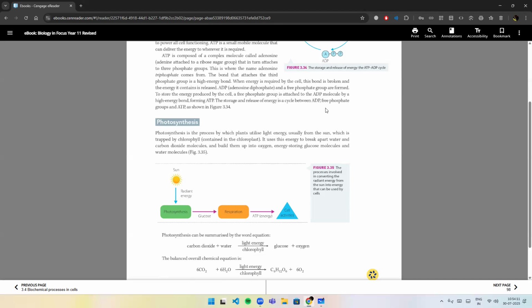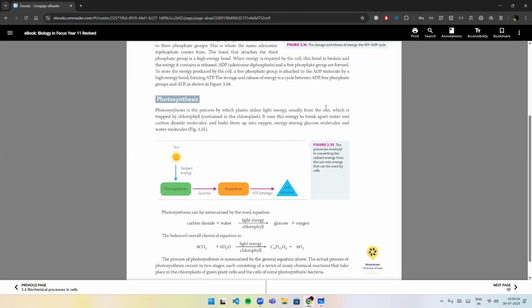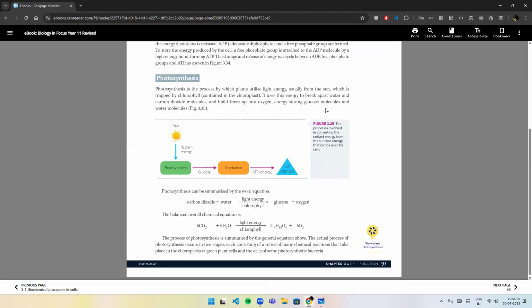Photosynthesis is the process by which plants utilize light energy, usually from the sun, which is trapped by chlorophyll contained in the chloroplast. It uses this energy to break apart water and carbon dioxide molecules and build them up into oxygen, energy storing glucose molecules, and water molecules. Photosynthesis can be summarized by the word equation: carbon dioxide plus water, in the presence of light energy and chlorophyll, gives glucose plus oxygen.